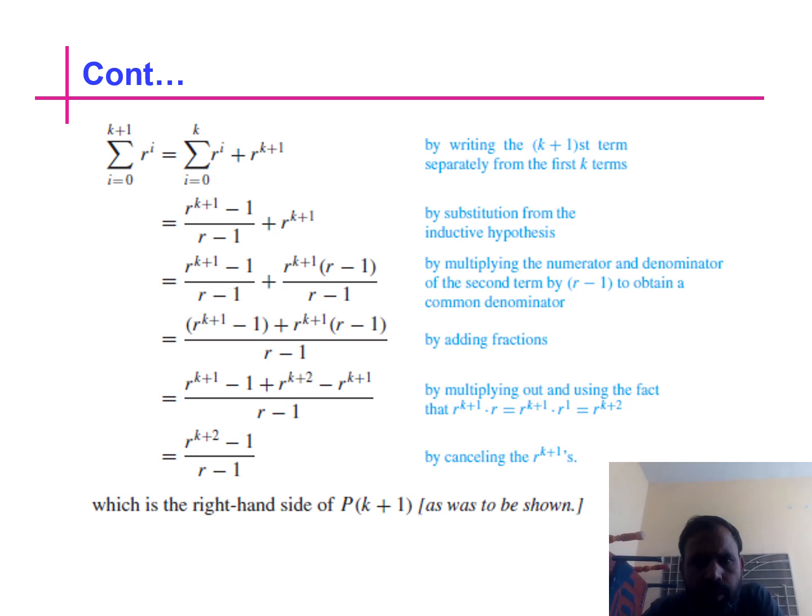So this will become r^(k+1) - 1 plus r^(k+2) - r^(k+1), because here r is 1, when we multiply this term by r - 1, and the denominator is r - 1. So this will become r^(k+2) - 1, and we cancel out these two terms. So (r^(k+2) - 1)/(r - 1), which is the right hand side of P(k+1), as was to be shown.